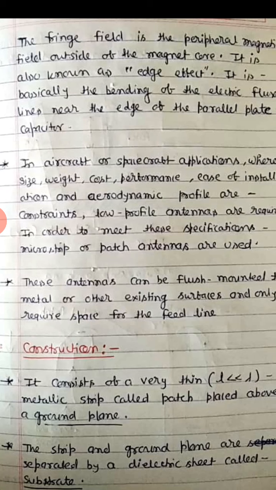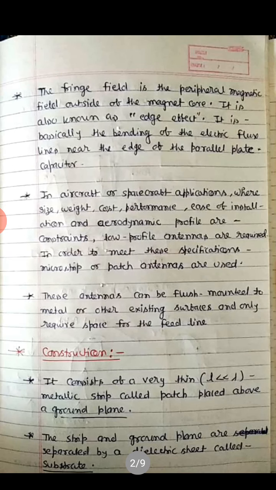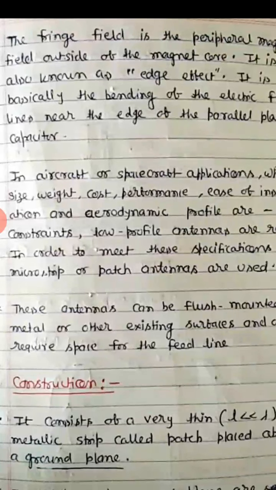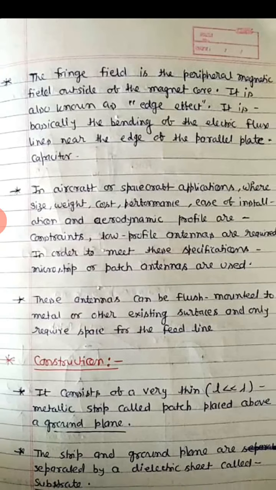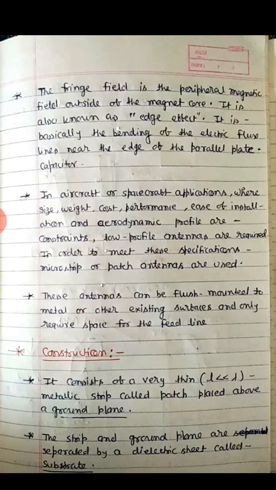In aircraft or spacecraft applications where size, weight, cost, performance, ease of installation, and aerodynamic profile are constrained, low profile antennas are required. In order to meet these specifications, microstrip or patch antennas are used. These antennas can be flush mounted to metal or other existing surfaces and only require space for the feed line.